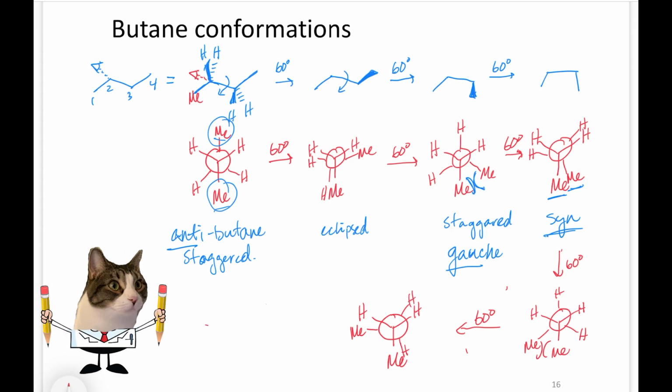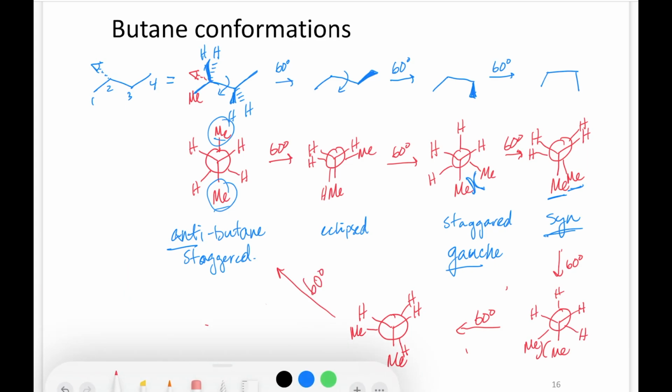All right, so we have our eclipsed form, and we're going to rotate another 60 degrees, and that's going to get us back to our original anti-butane, the staggered form. Let's go ahead and label these down here. We have eclipsed. And then here we have this Gauche interaction, and this is staggered.